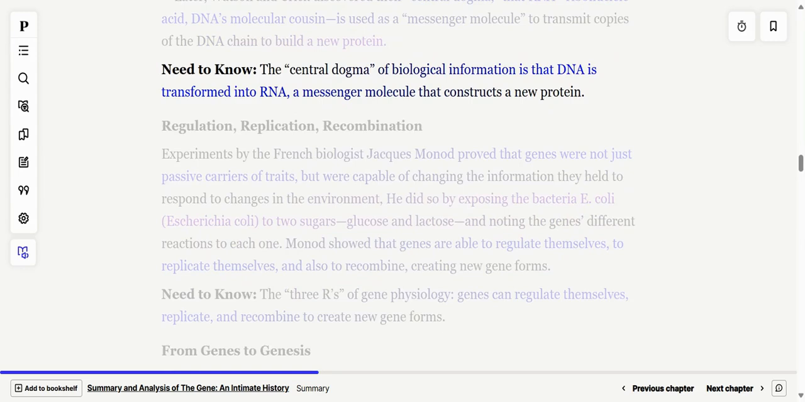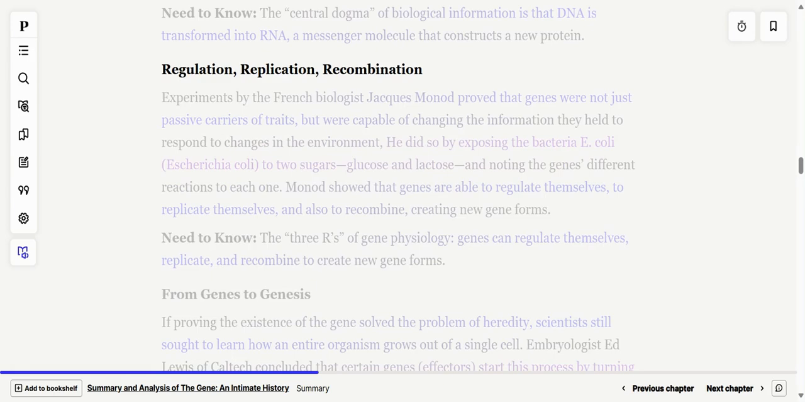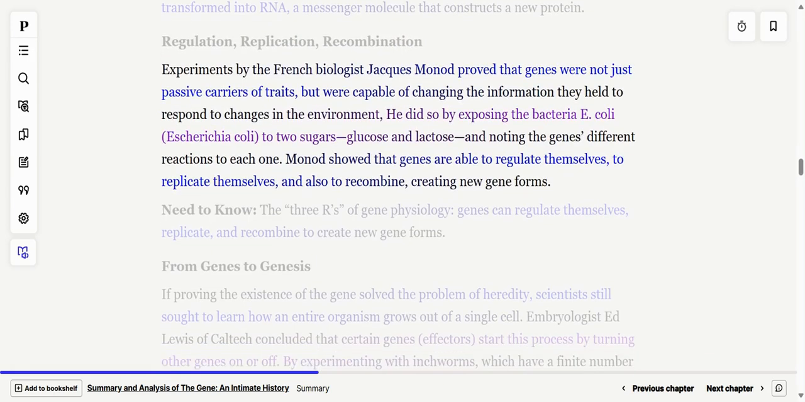He did so by exposing the bacteria E. coli, Escherichia coli, to two sugars, glucose and lactose, and noting the genes' different reactions to each one. Monod showed that genes are able to regulate themselves, to replicate themselves, and also to recombine, creating new gene forms.